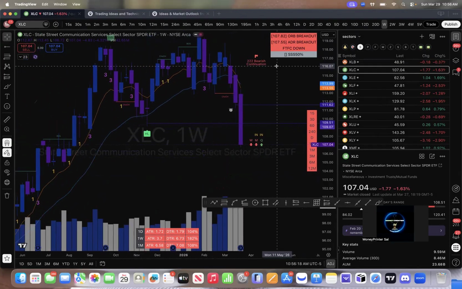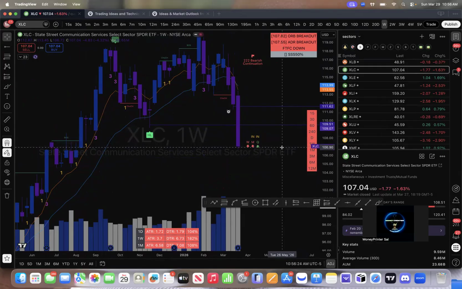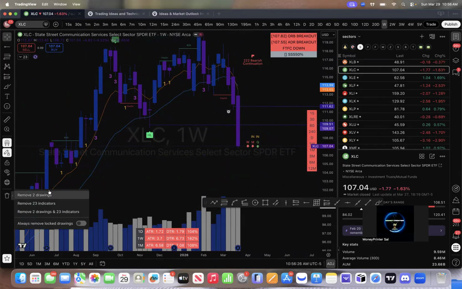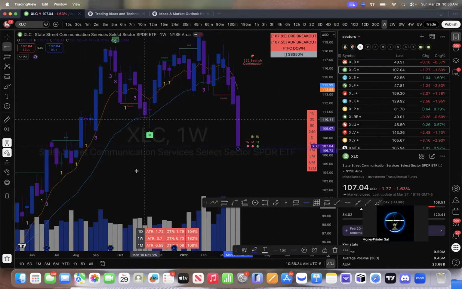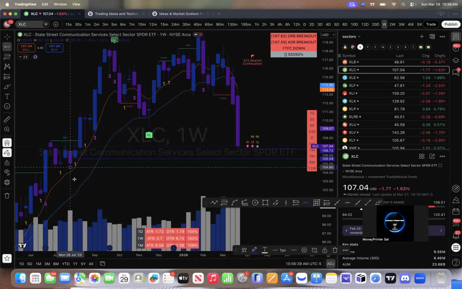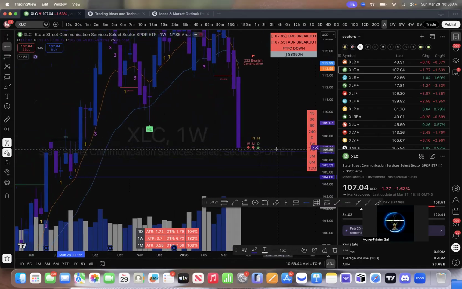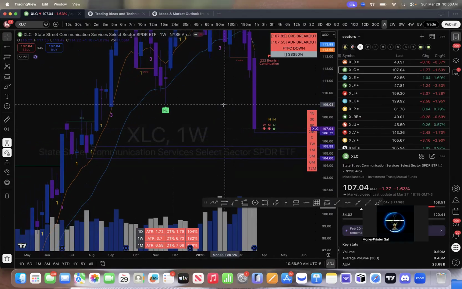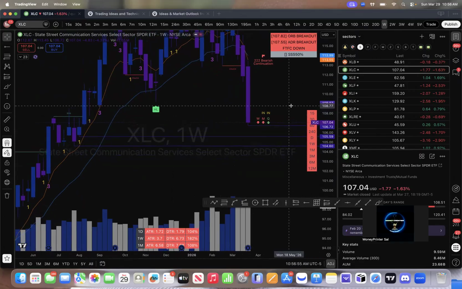The weekly time frame from XLC, this, by all means, is bearish as well. And for y'all who don't know, these lines that I'm drawing are specific price targets, because you can just trade the ETFs or sectors as well.